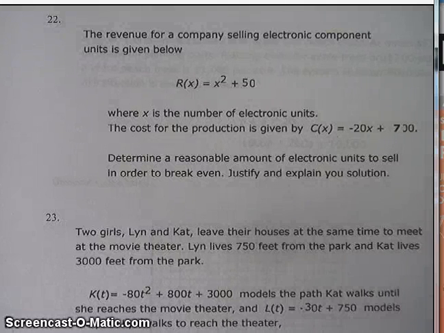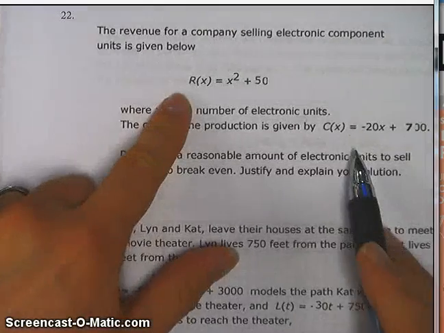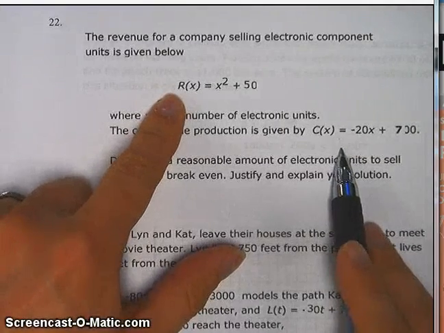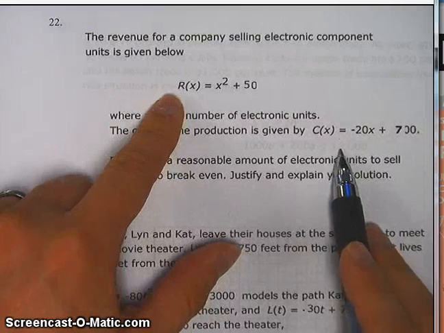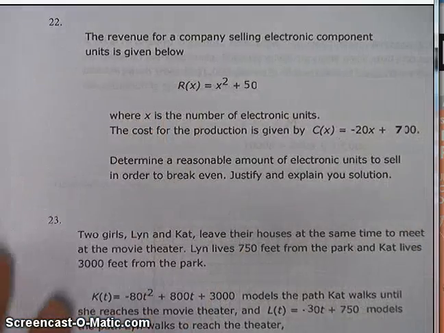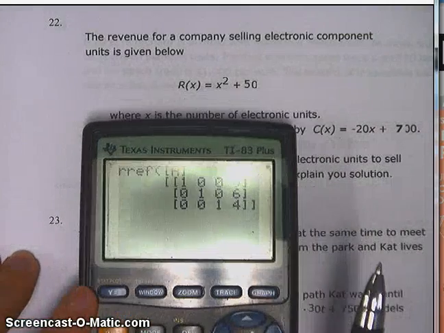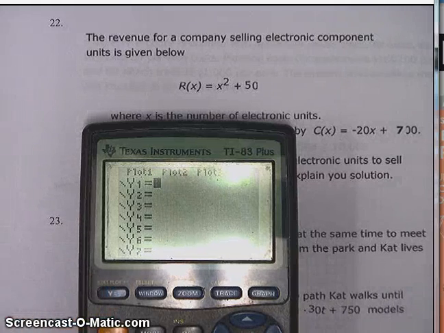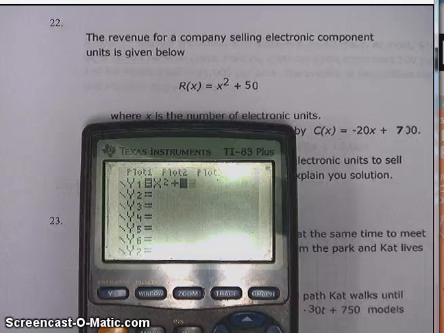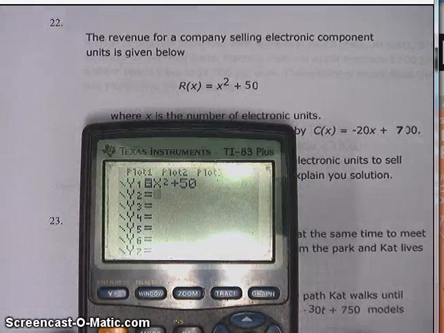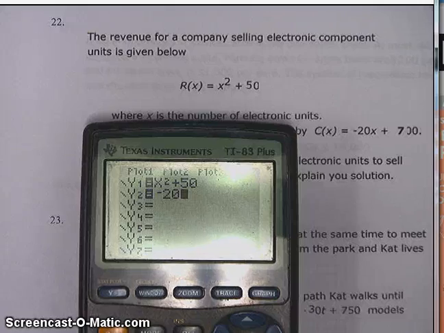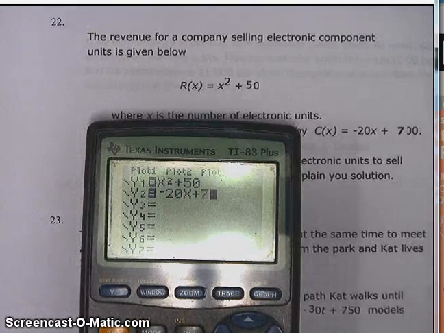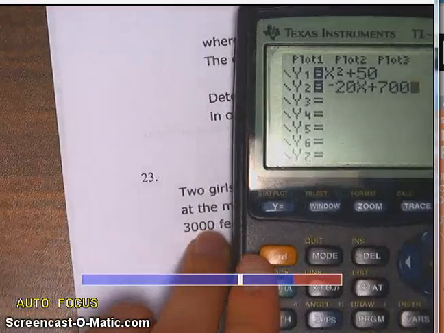Well, in business, the break-even point is the point where you're not losing any money, but you're not making any money. So essentially, it's where these cost and revenue curves cross. So what I'm going to do is graph this thing and figure out where they cross. So this is calculator work. I'm just going to clear out what I have here. And I'm going to go to y equals, and in y1 I'm going to type in the revenue function, x squared plus 50. And in y2, I'm going to type in the cost function, negative 20x plus 700. I'm going to zoom in on the screen so that you can see it.